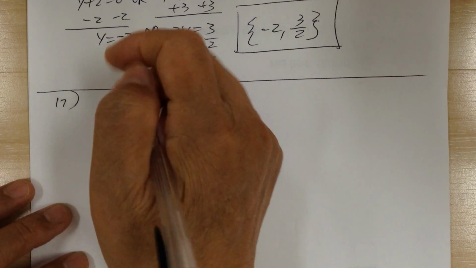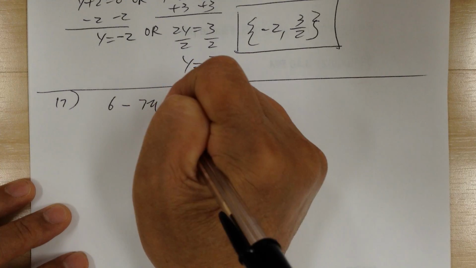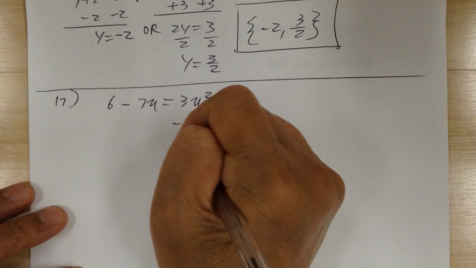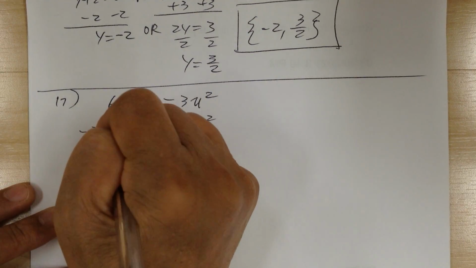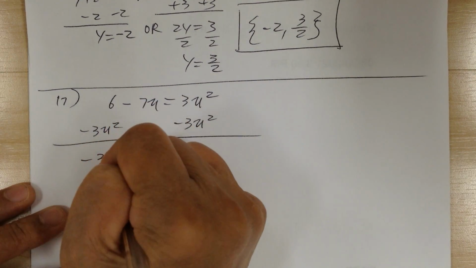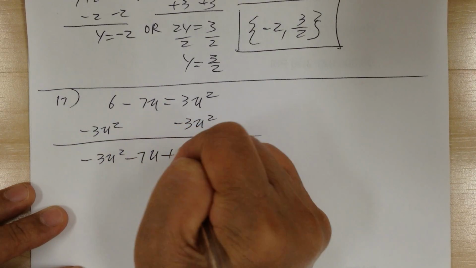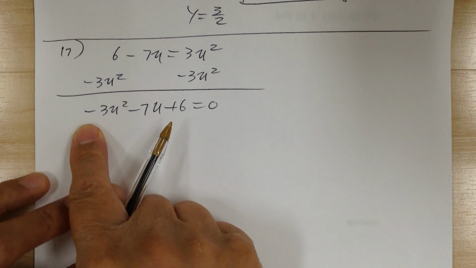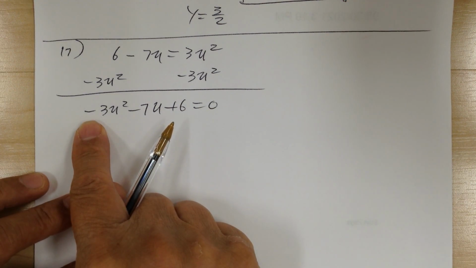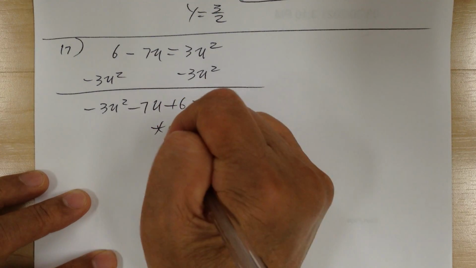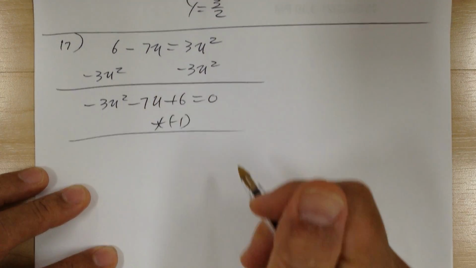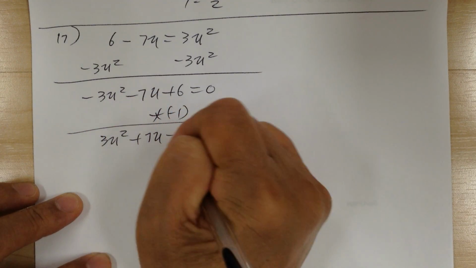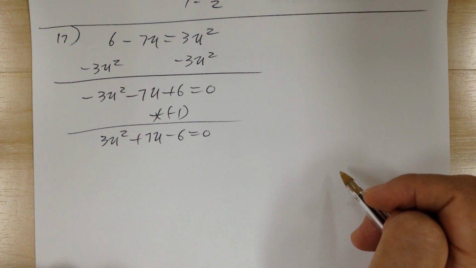Okay, number 17. You have 6 minus 7u equal to 3u squared. Okay, so again, let's go and make this equal to 0. Okay, so you got negative 3u squared minus 7u plus 6 equal to 0. Now you have a negative in the beginning, so you don't want to factor with a negative in the front. Okay, so what you want to do is multiply by negative 1. It's an equation, so you can multiply by negative 1. So you're going to get 3u squared plus 7u minus 6 equal to 0. So now you're ready to factor.